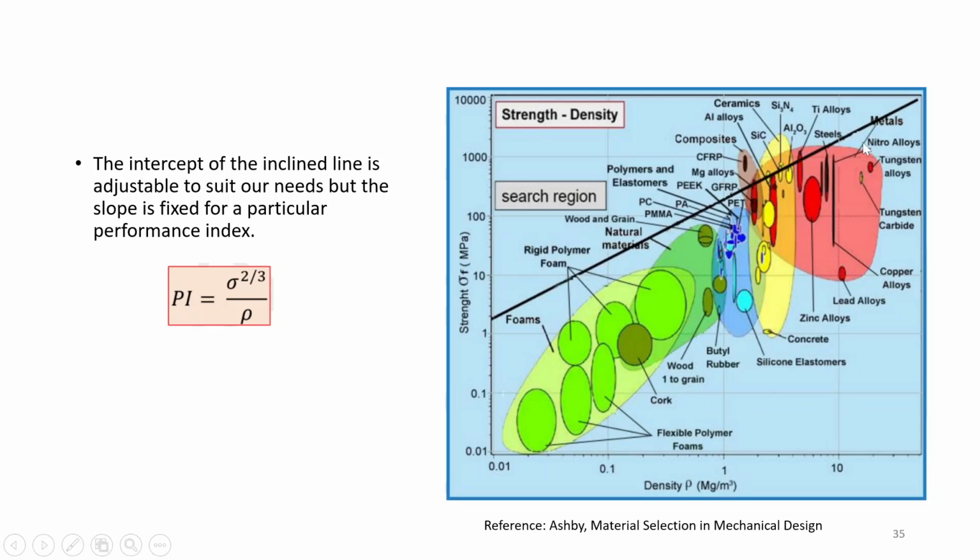Now here, in this particular region, we can see ceramics such as silicon carbide, silicon nitride, and CFRP. These are the ones which are suitable for this particular application. So the intercept of this inclined line is adjustable to suit our needs, but the slope is fixed for a particular performance index. So our performance index was sigma to the power 2 by 3 divided by rho.